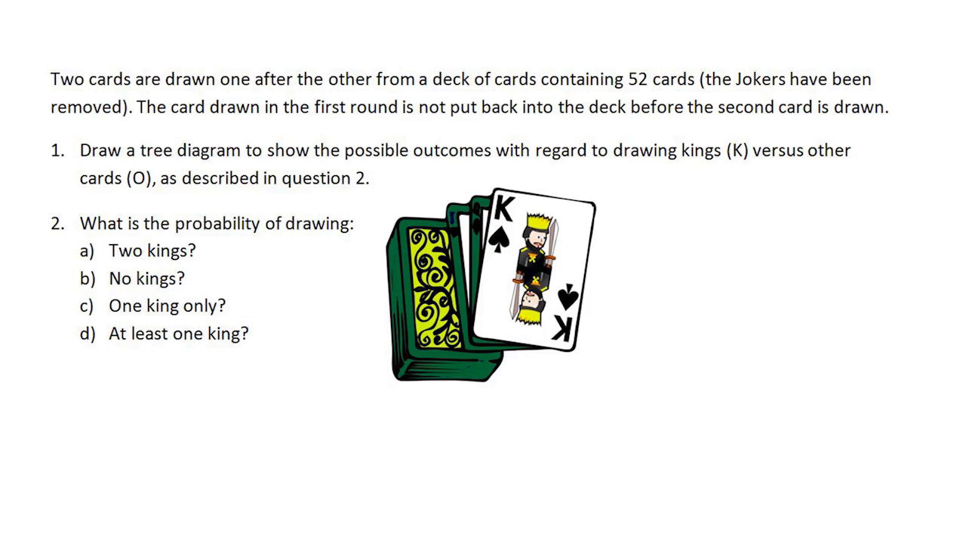Now, the first part of the question asks us to draw a tree diagram to show the possible outcomes with regards to drawing king versus drawing other cards. Now, it's important to note that the tree diagram that is going to be drawn is going to be done without replacement. This is because the second part of the question states that the second card will be drawn without the first card being put back into the deck.